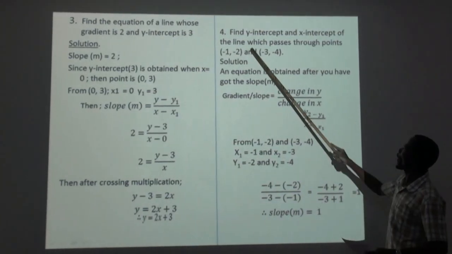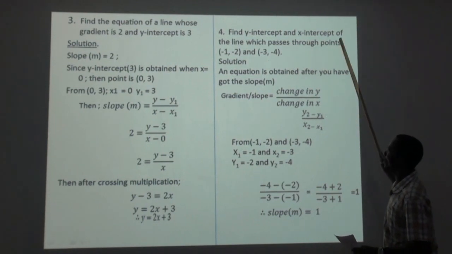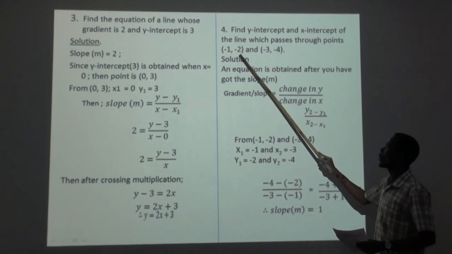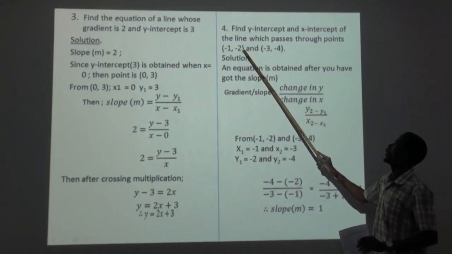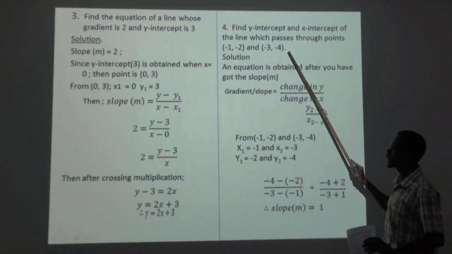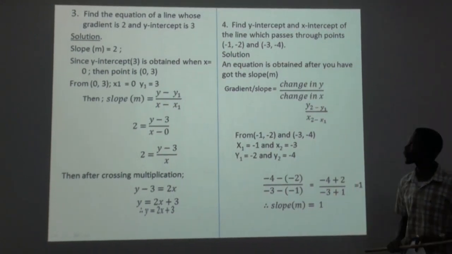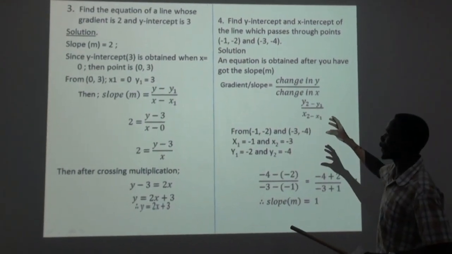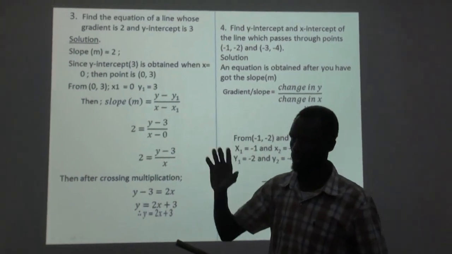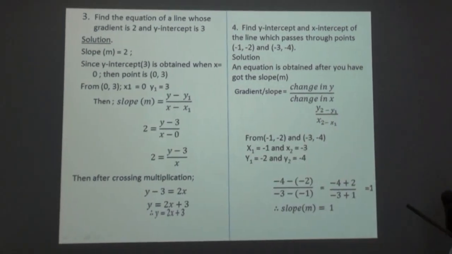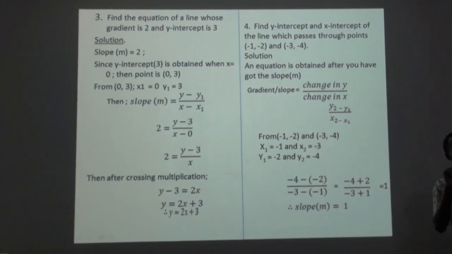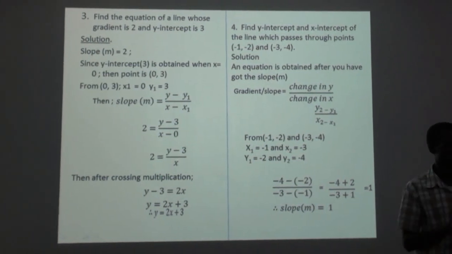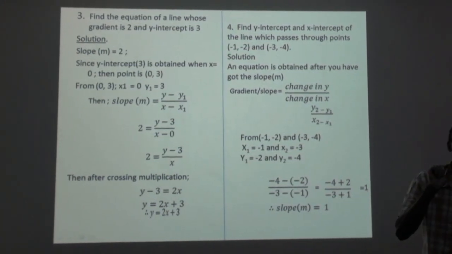The first question: find the y-intercept and x-intercept of the line which passes through the points negative 1, comma negative 2 and negative 3, comma negative 4. Now, to find the y-intercept and the x-intercept, remember, you have to find an equation. You have to find out an equation.